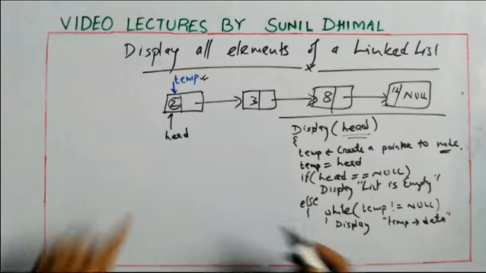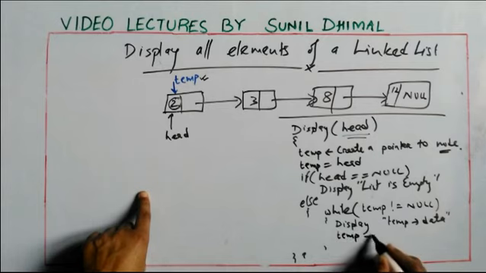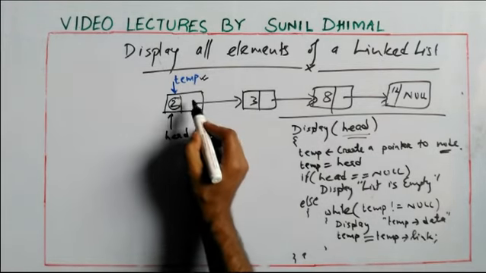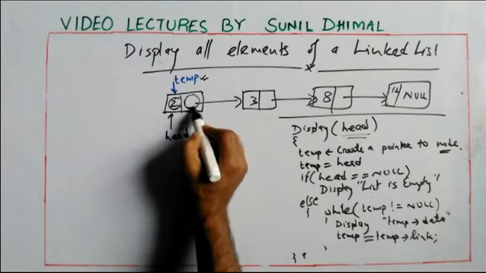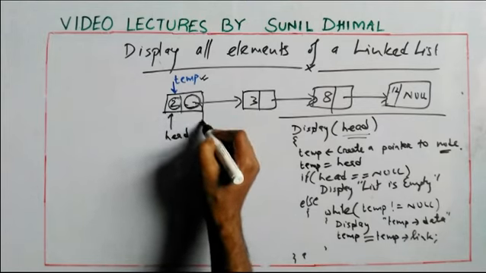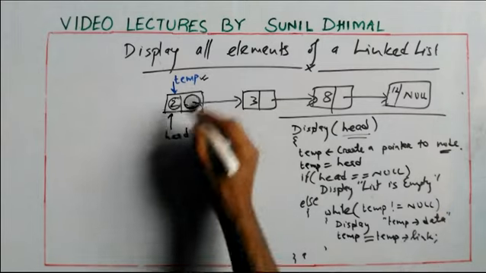How do I do this? Temp is equal to temp link. The address of the next node is stored in the link part of temp, so I'm making the new temp as temp link. Now temp has the address of the next node, so I'm reaching the next node.